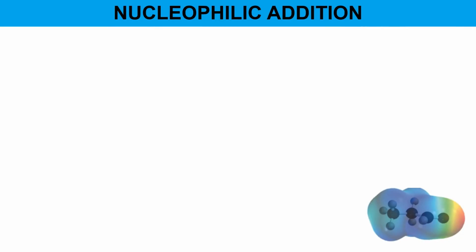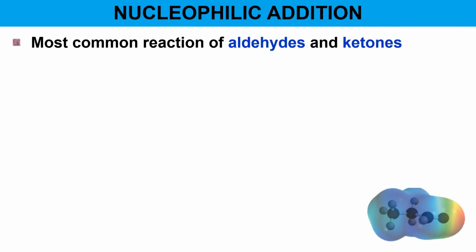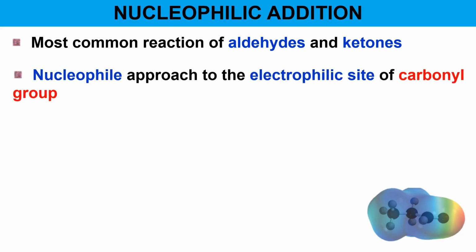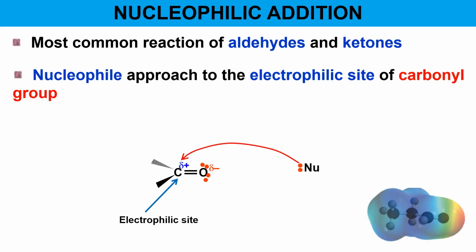Nucleophilic addition. Most common reaction of aldehydes and ketones. The nucleophile approaches the electrophilic site of the carbonyl group. Example: in a carbonyl compound, the carbon is bonded to oxygen, which is electronegative. This makes the carbon site delta positive and serve as an electrophilic site, thus susceptible to attack by a nucleophile.